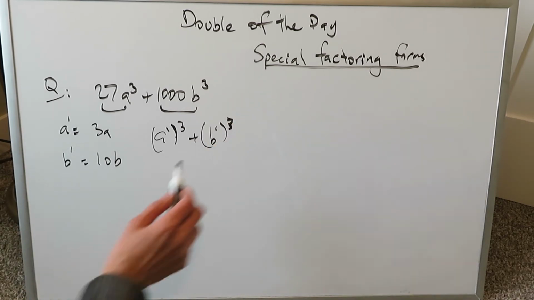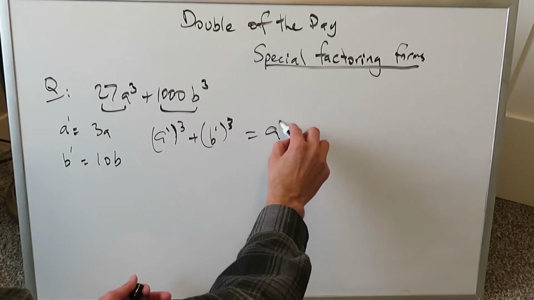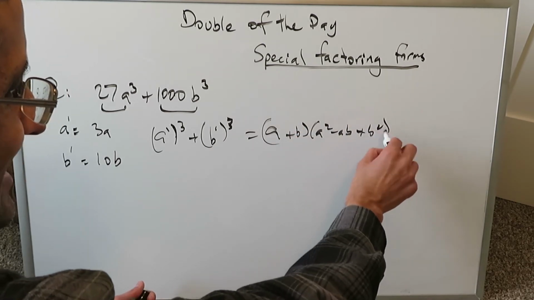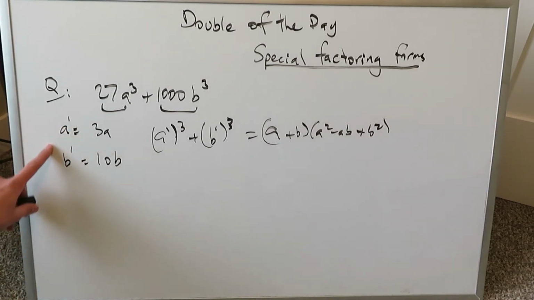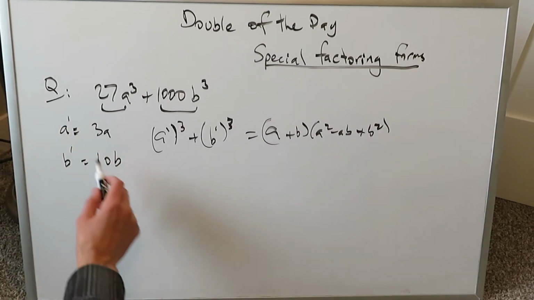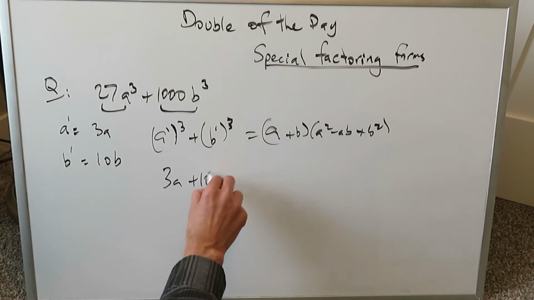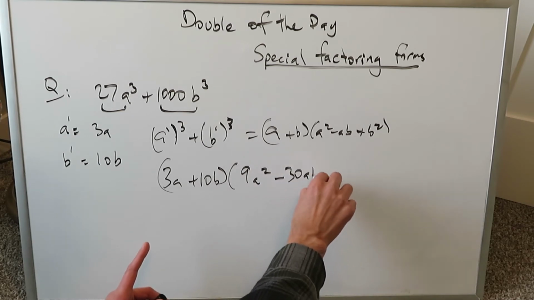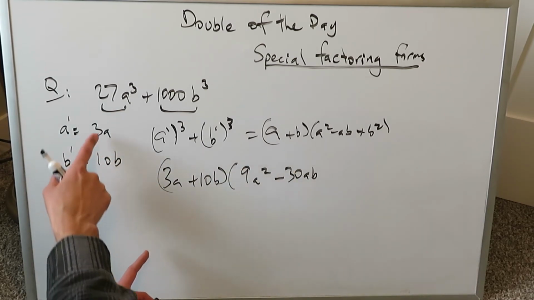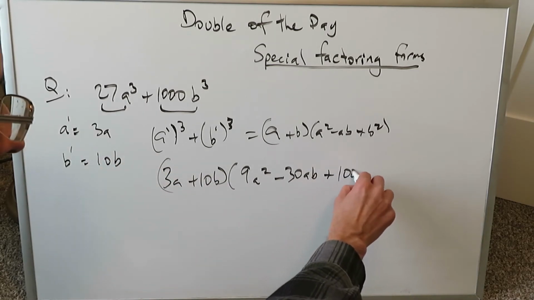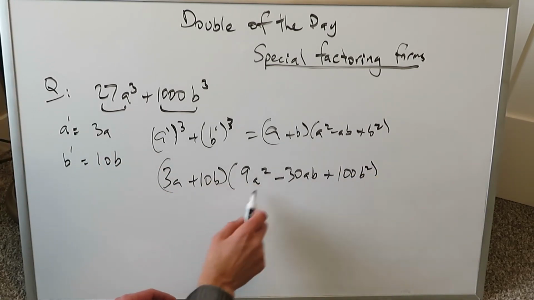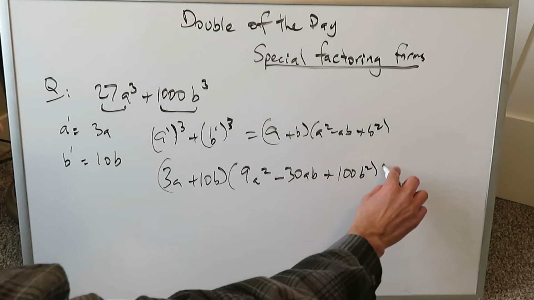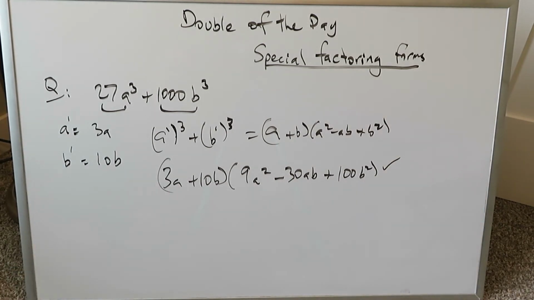I've already given you the form: it would be basically a plus b, and you'll have a square minus ab plus b square. You have to put all of that into this particular format. Let's take the a and the b, the prime values, and send them through. We'll have 3a plus 10b, and then here you'll have 9a square minus 30ab. Remember, ab would be 3a times 10b, which is 30ab, plus 100b square. If you were to do that FOIL technique, first, outer, inner, last, and open all of this, you'll end up back right over here. And this expression, the polynomial factored expression, is correct.